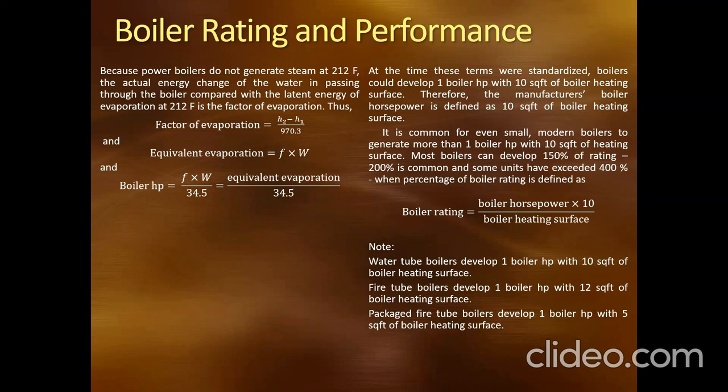At the time these terms were standardized, a boiler could develop one boiler horsepower with 10 square feet of boiler heating surface. Therefore, the manufacturer's boiler horsepower is defined as 10 square feet of boiler heating surface. There is sometimes a question about manufacturer's boiler horsepower, so this is its meaning.